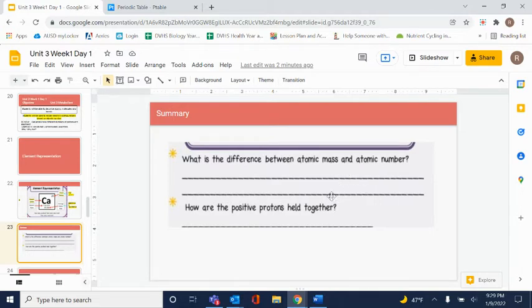Okay? And how are the positive protons held together? The only way that positive protons can stay together in the nucleus is because there are electrons on the outside, right? Just like a magnet, they repel each other, okay? Or they are constantly pulling on each other. So positive protons stay in the nucleus because of the electrons that surround them. That's how it all stays together.